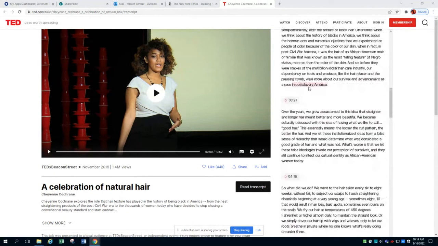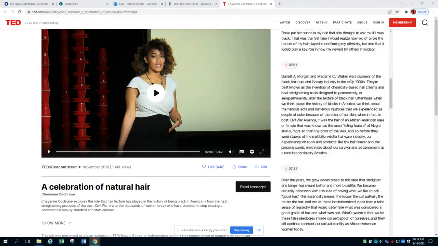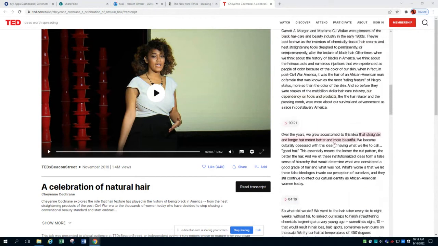She says, over the years. So let's go back to the paragraph where she talks about Garrett A. Morgan and Madam C.J. Walker in the early 1900s. Then in the next paragraph, after she finishes talking about them, she says, over the years, we grew accustomed to this idea that straighter and longer hair meant better and more beautiful. Why is she saying over the years? What is the purpose, as a writer, as a presenter? What is the reason that she's saying these words?